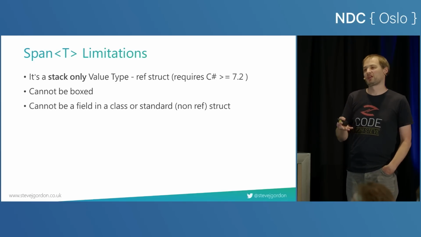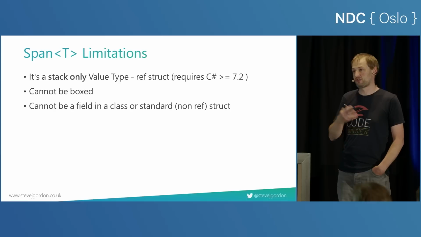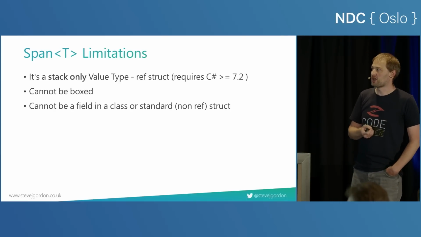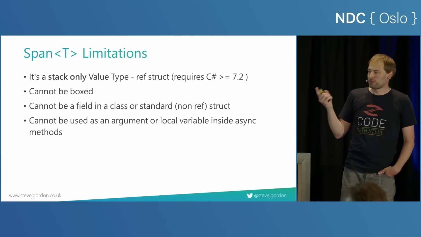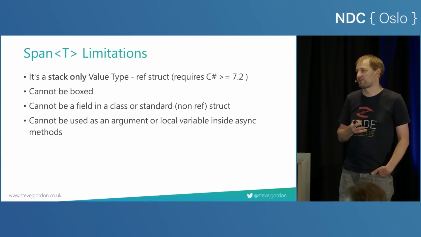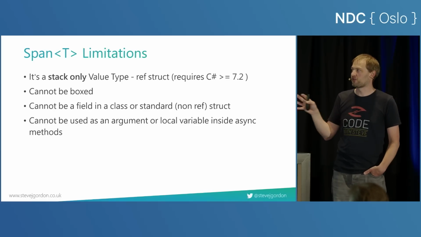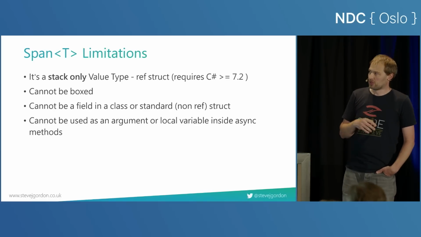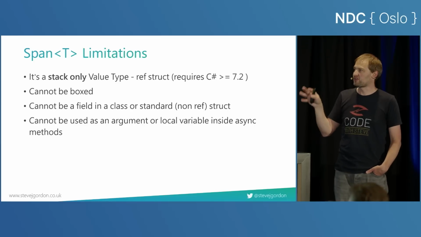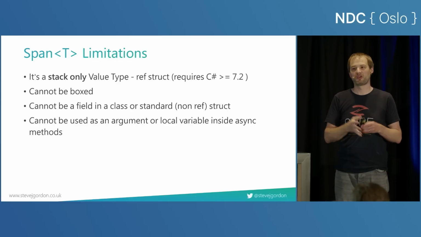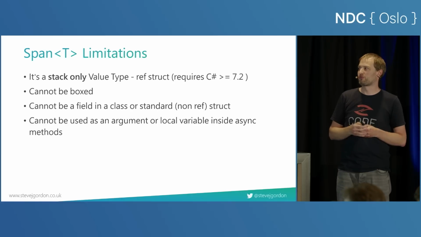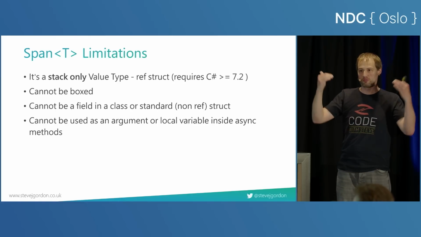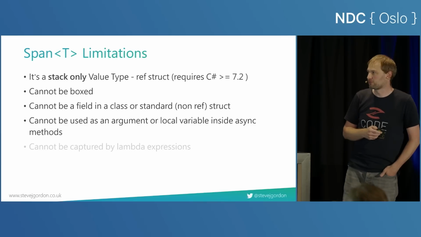It can't be a field in a regular class, because that class is on the heap and its data structures are also therefore on the heap. And it can't be a field in a regular struct, because that could be boxed onto the heap. It can't be used as an argument or a local within an async method. This is the one that probably most people are concerned about, and we'll see how you work around it in a moment. This is important because those async methods end up being recompiled behind the scenes to state machine classes or structs, and those, again, break the earlier rules because any of those locals or arguments end up as fields on those state machines.